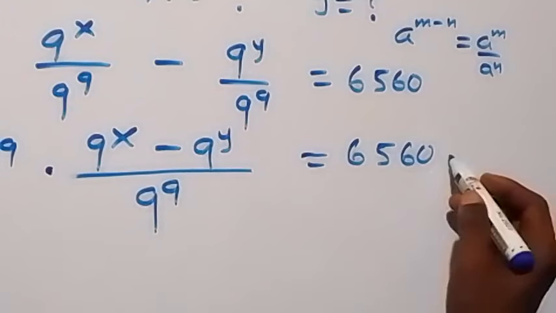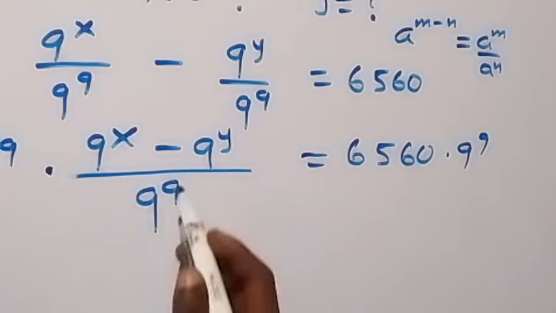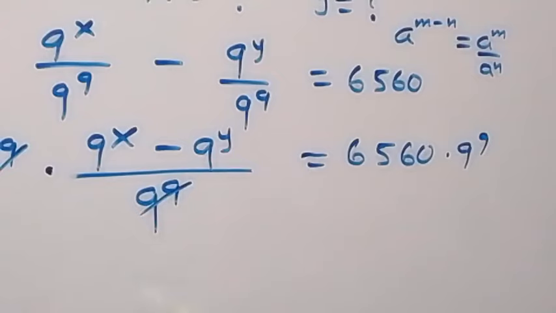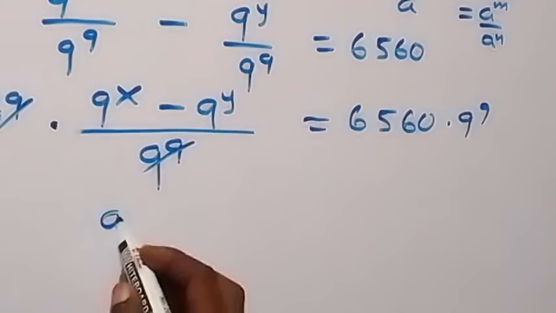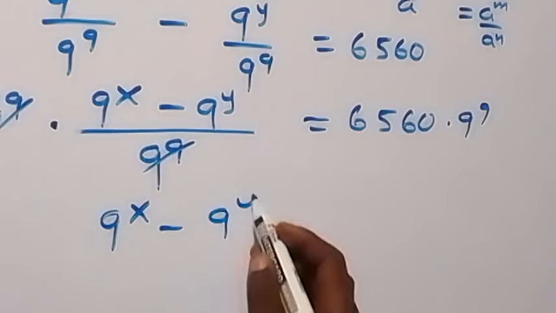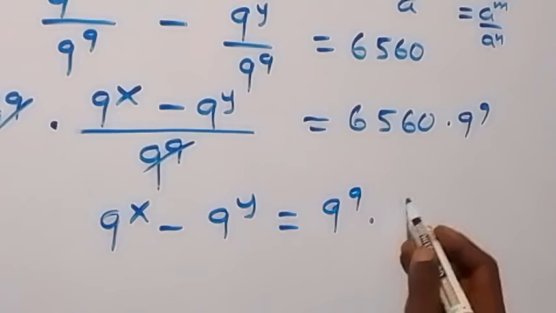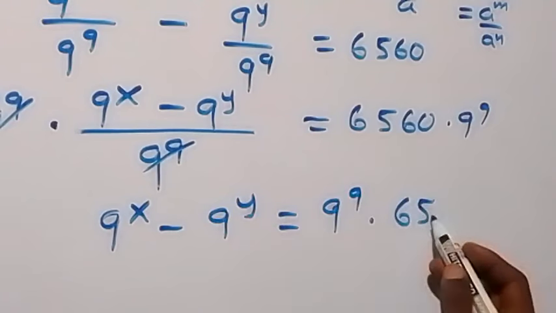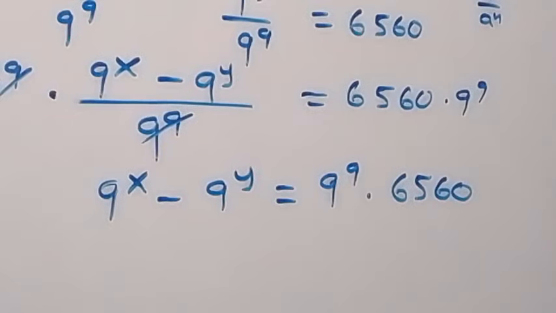Then we have this now cancel out from here, and we can write this as 9 raised to power x minus 9 raised to power y, now equals 9 raised to power 9 times 6560 here.